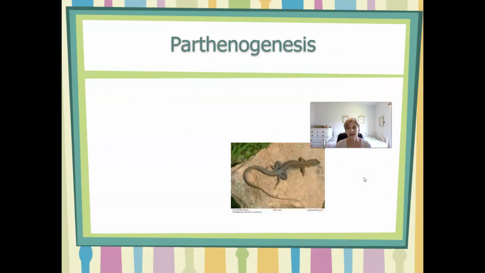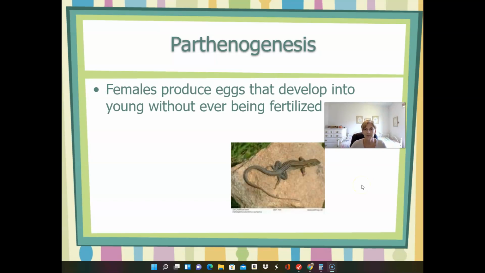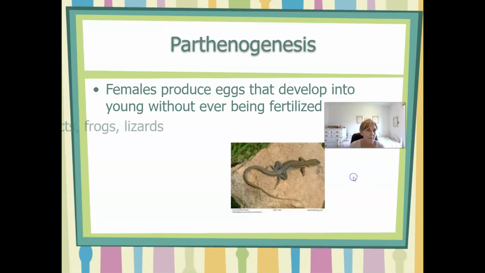Hopefully you started your day talking about parthenogenesis, which is kind of cool. Parthenogenesis happens when females produce eggs, and then those eggs develop into young without ever being fertilized. And it's a little bit complicated. We won't go into the whole process that allows this to happen, but it's common in whip-tailed lizards, fish, insects, frogs, some different reptiles.